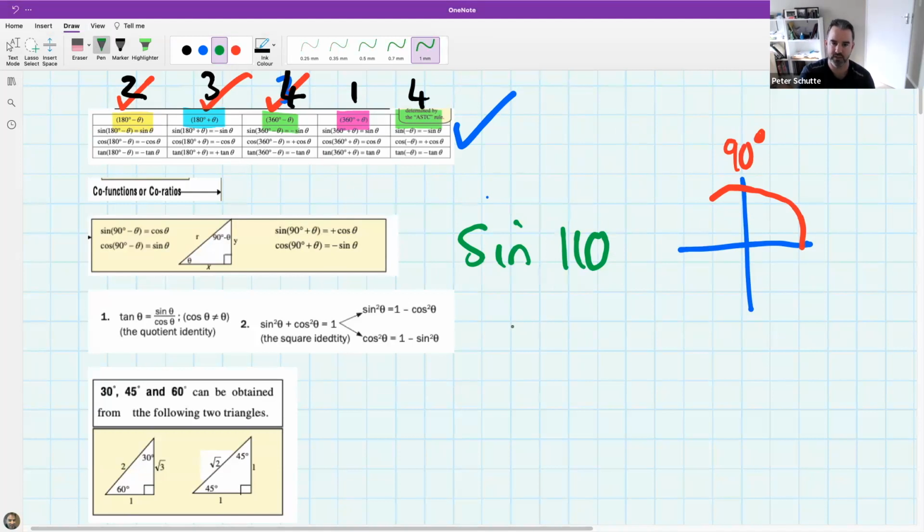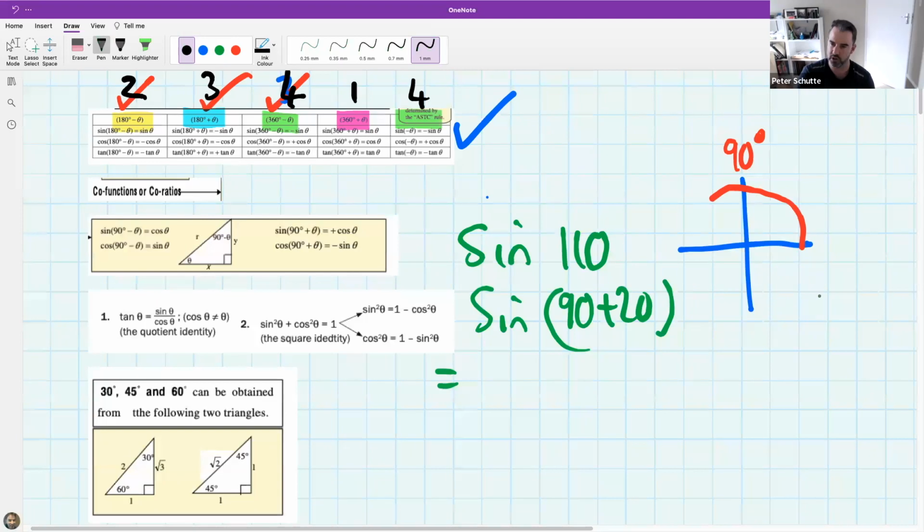And so we can rewrite this as the sine of 90 plus 20. Okay, now we ask ourselves, if we look at a CAST diagram, which tells us where trig ratios are positive or negative, is sine going to be positive or negative in that quadrant? Okay, because it's in quadrant 2, it's going to be positive. But now here's the catch. When we reduce something off the vertical, we have to use the co-ratio of sine.